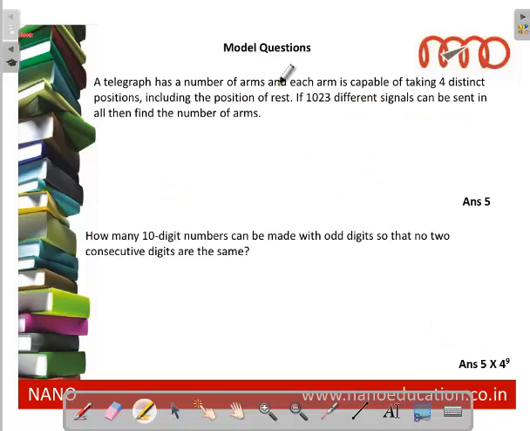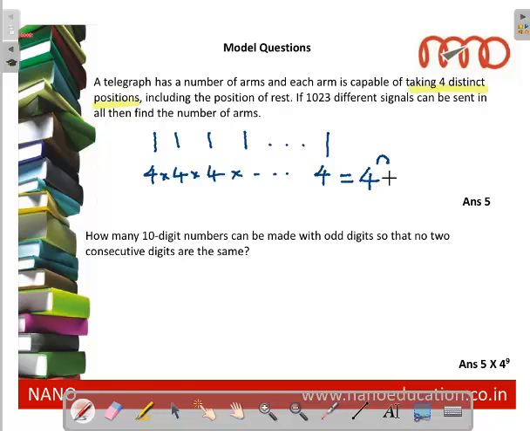A telegraph has a number of arms and each arm is capable of taking 4 distinct positions. We can call this technology obsolete. Still, every arm can take 4 distinct positions. Let's say there are n arms. Each arm we can operate in 4 ways. So on the whole we can operate the telegraph in 4 into 4 into 4 and so on, up to each arm being operated in 4 ways. This is 4 power n.